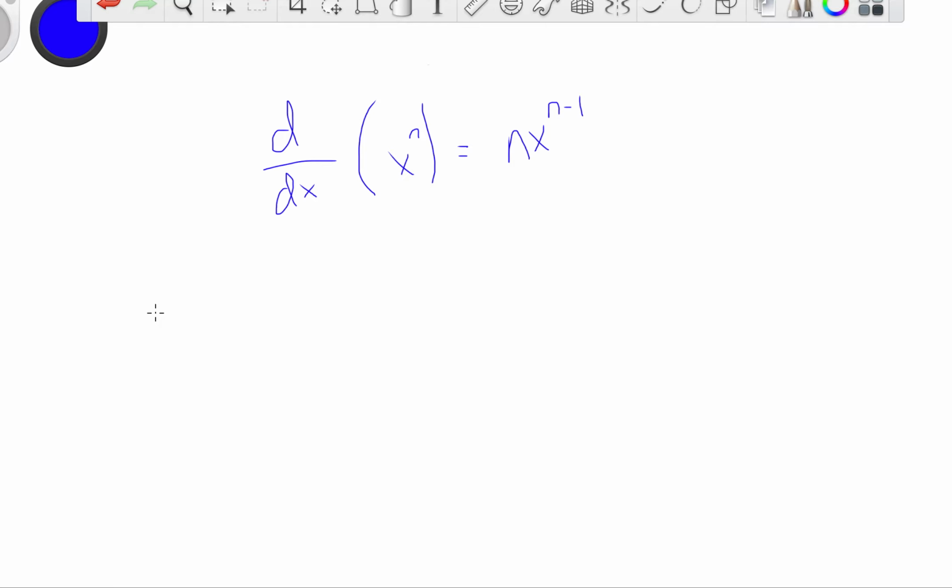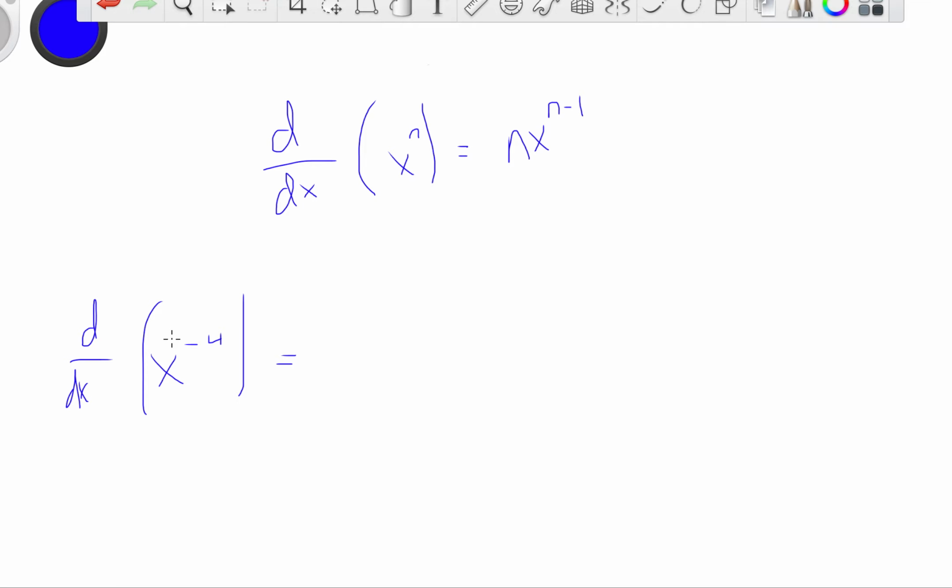Okay, let's go to a little bit of a tougher problem. What's the derivative of x to the negative 4? What is the derivative of x to the negative 4? Okay, so you don't need to fret about this negative exponent, right? Because it looks just like this, and that's all we need it to do.